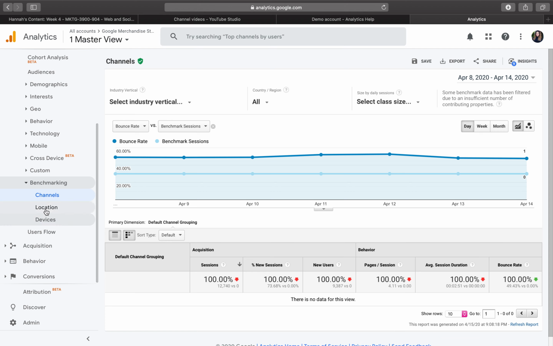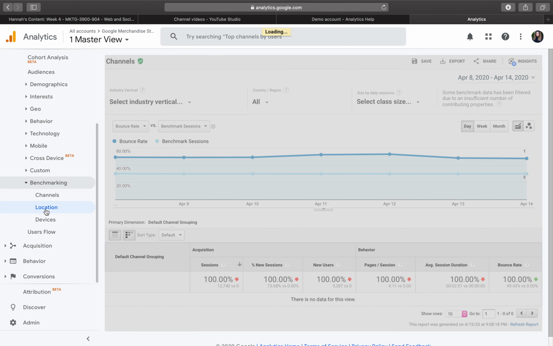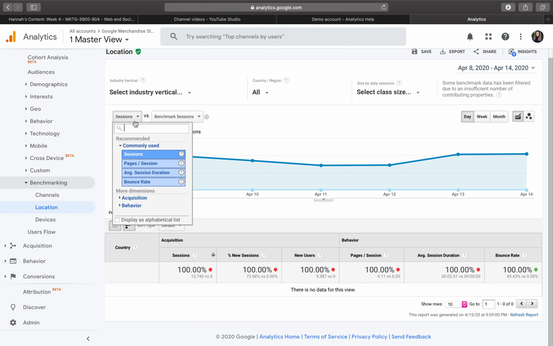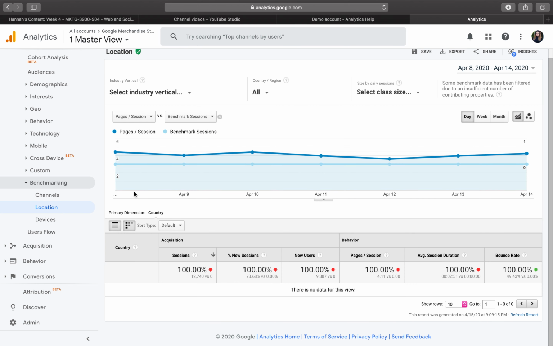Go ahead and go to benchmark locations. You can also choose what you're trying to look for. So maybe this time I want to do a dimension of behavior. Let's do page and session and where we're benchmarking. So where are we at? This is also pretty cool. They're saying that the benchmark was to be down here, and they're actually exceeding what they are originally planning for. So that's good.